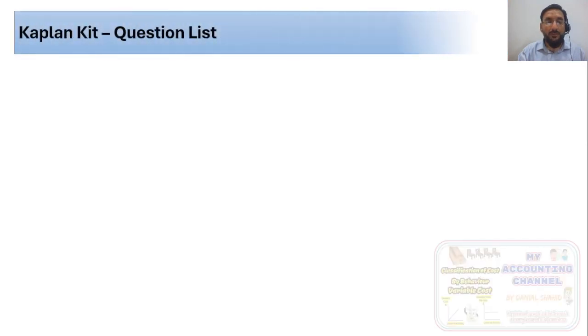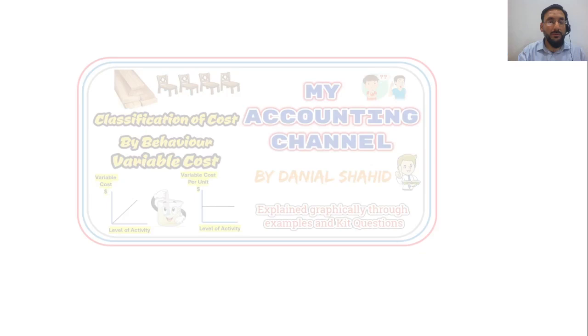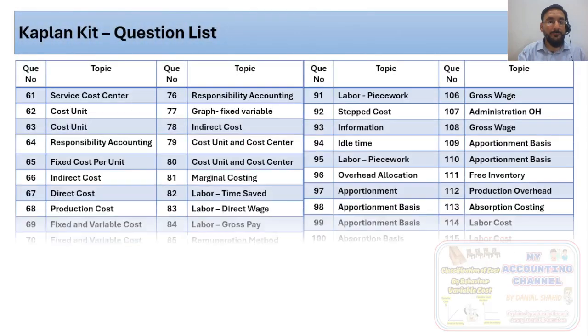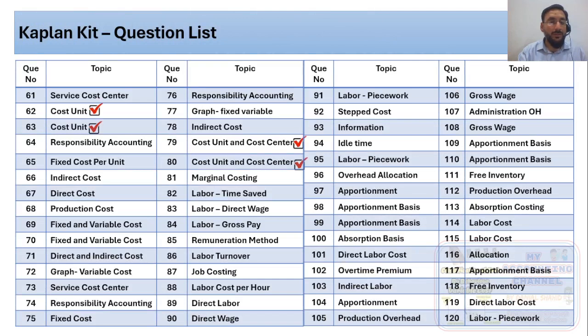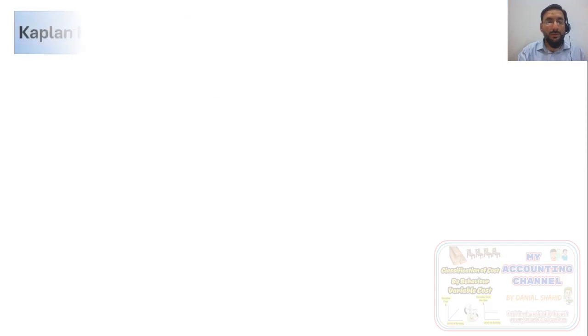Have a look at the Kaplan Kit questions. The red mark questions have been done in my last videos relating to cost units and cost centers, and the green mark questions will be done now in this video. Again, the red mark questions have been done in last videos related to cost units and cost centers, and green mark questions will be done over here. Question number 51 and 72. These two questions are related to this topic.